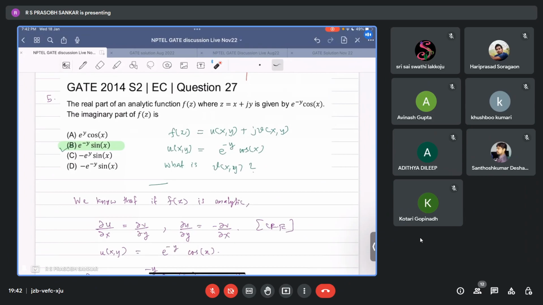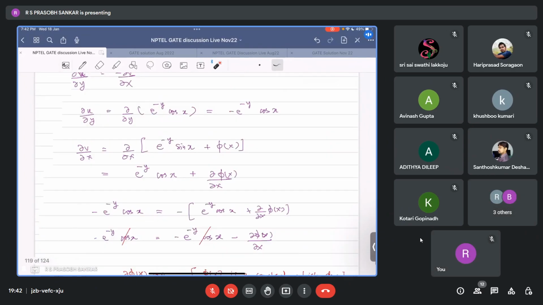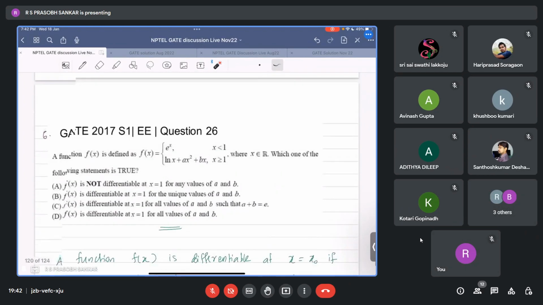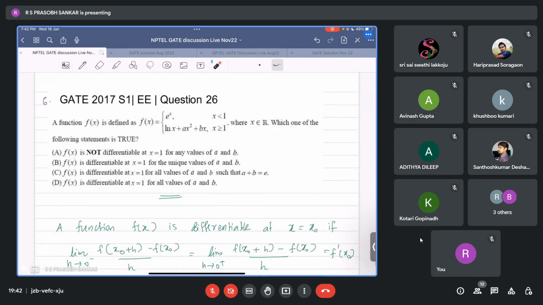Okay, thanks. So next one, let us see. Next is a slightly different topic. This is again calculus, but it's not complex analysis. So this question is slightly different. So what is the question? Yes, please.